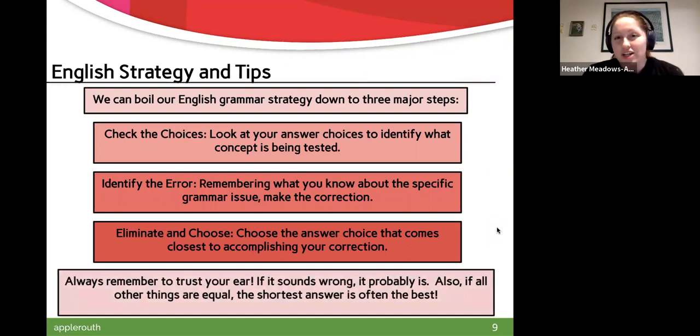And always remember to trust your ear in this section, right? If it sounds wrong, it probably is. So for the most part, I'm assuming most of you guys are native English speakers. So again, trust your gut on this one. Also, if everything else is equal, I would recommend picking the shortest answer. That is not an across-the-board recommendation. Do not always pick the shortest answer. But if you are stuck between a couple, the shortest answer is often best. Both tests really highlight clear and concise writing. So the simpler that you can say it, the better.